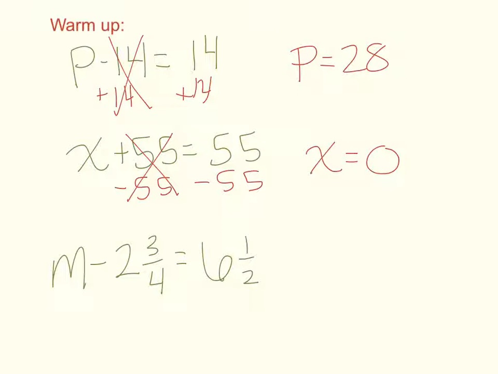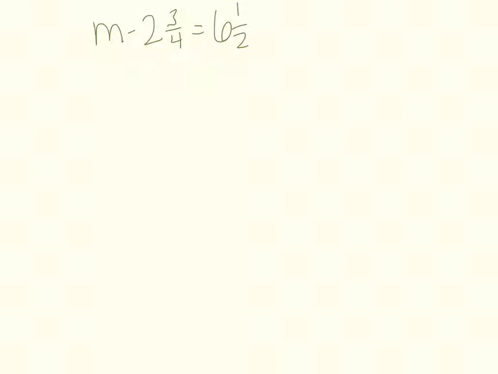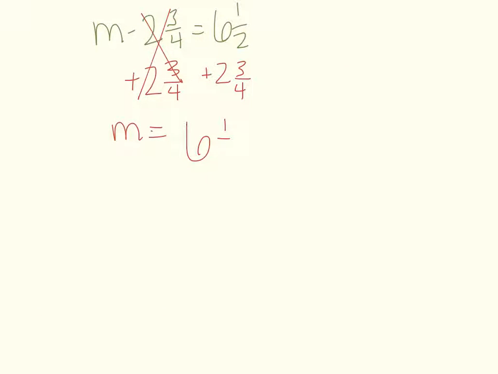And then this last one I'm going to do on the next one, because it's fractions, a little bit more room. So we have a subtraction of 2 3/4. So to balance, we need to add 2 3/4 to both sides. So these cancel, we're going to have m left alone. So now we just need to take 6 1/2 plus 2 3/4.